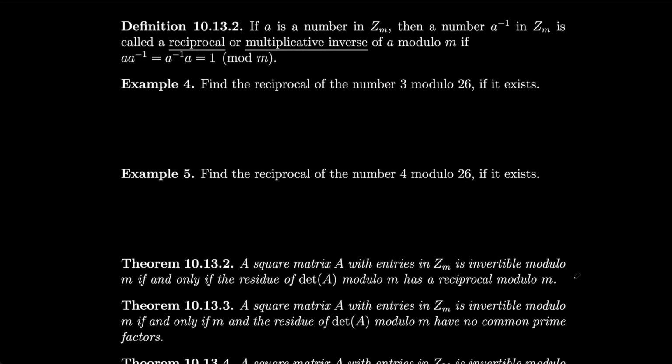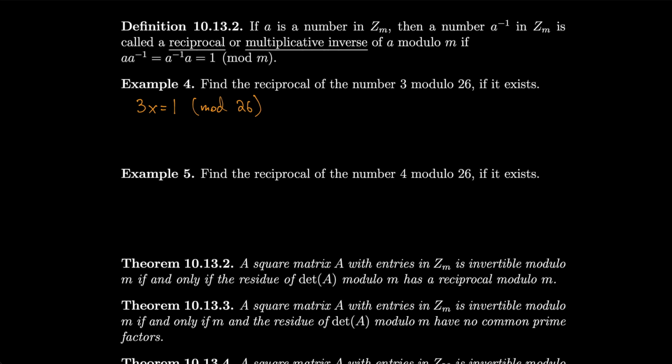If a is a number in Zm, then a number a inverse in Zm is called a reciprocal or multiplicative inverse of a modulo m if a times a inverse is equal to a inverse times a, which is equal to 1 modulo m. Let's find the reciprocal of the number 3 modulo 26 if it exists. So we'll set 3x equal to 1 modulo 26. We'll just keep trying numbers and plugging them in until we get something that hopefully works as the inverse. So we'll try 0, 1, 2, 3, 4, 5, etc., all the way up through 26.